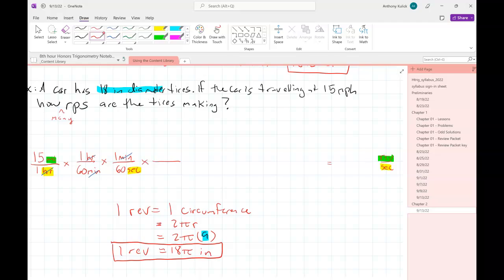So I guess I'm going to have to convert miles down into inches. All right, fine. 1 mile is 5,280 feet. 1 foot is 12 inches. And then I know 18 pi inches is 1 revolution. So miles would cancel with miles, feet would cancel with feet, inches would cancel with inches, and I'm left with now revolutions per second. Yes!